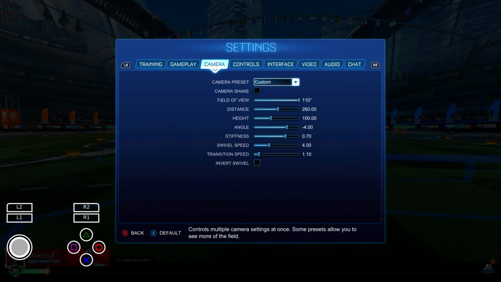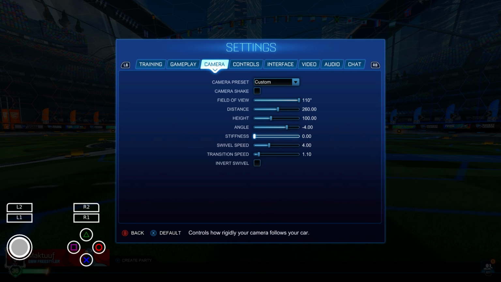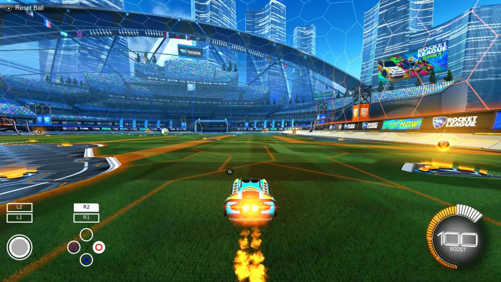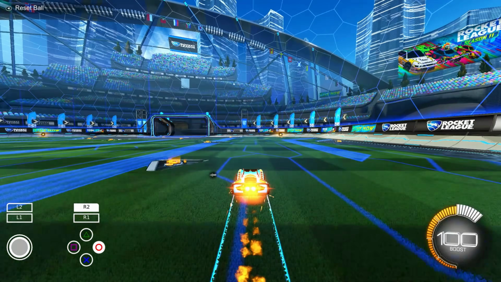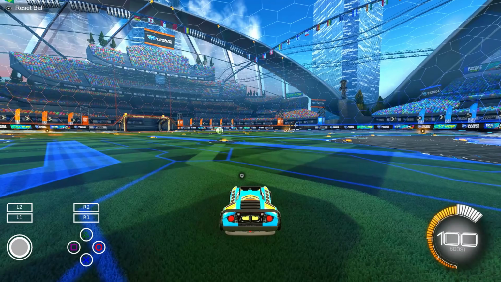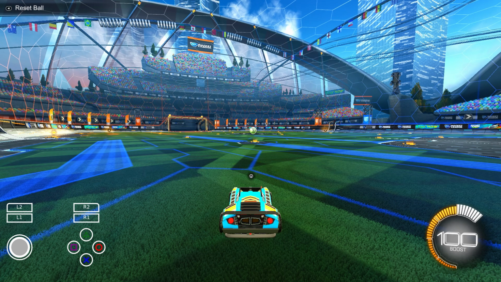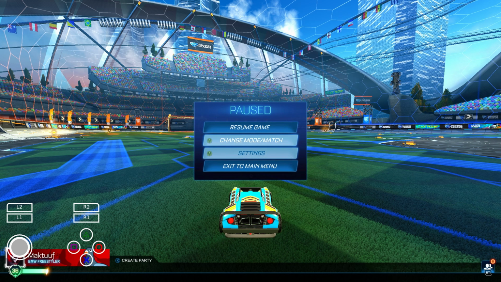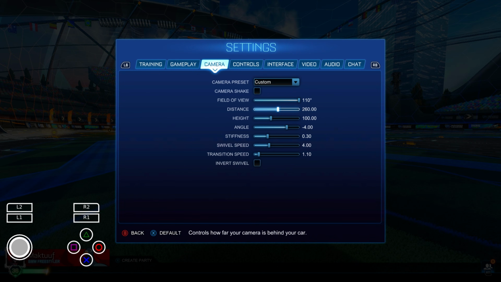Now what freestylers do usually is go for very low stiffness. So I use 0 stiffness, or in between 0 and 0.30. That's what usually freestylers use. But now as I decrease that, what you notice is that the faster I go, the more distance there will be between my car and the camera. Because of this, I'll actually decrease my distance when I decrease my stiffness. So say I use 0 stiffness and I usually use 270, then I would decrease my distance to maybe 230.